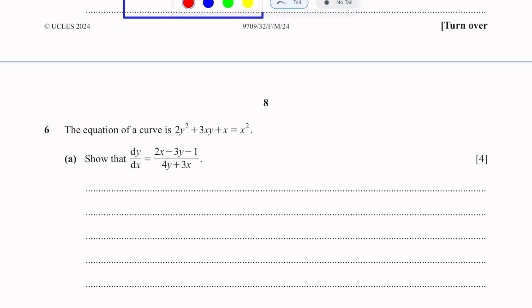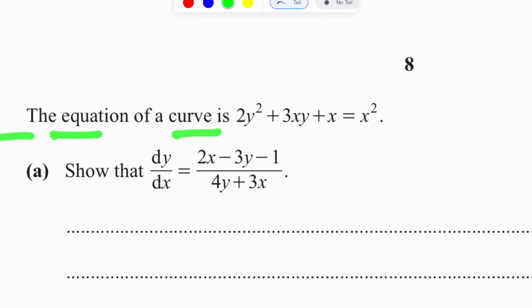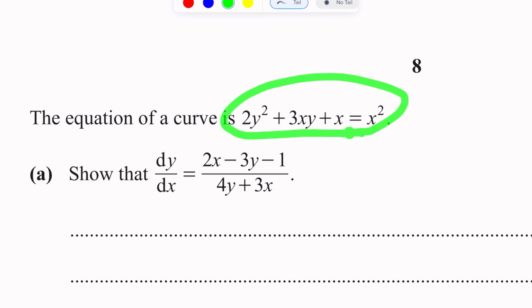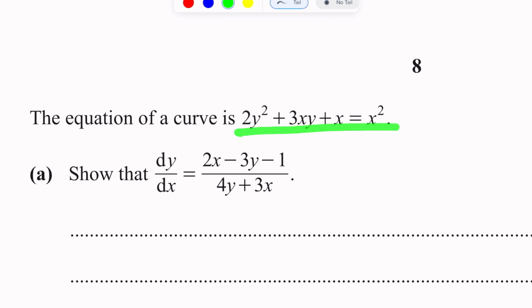Question 6. The equation of the curve is 2y square plus 3xy plus x is equal to x square. This is the equation of the curve. Show that dy over dx is equal to 2x minus 3y minus 1 over 4y plus 3x.